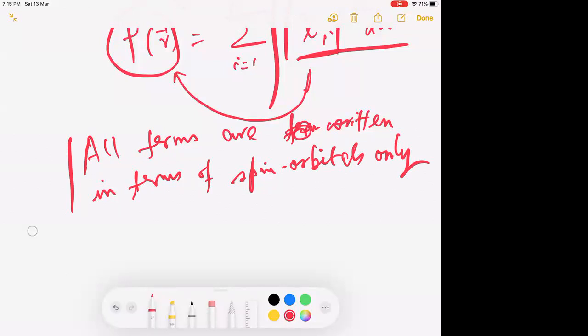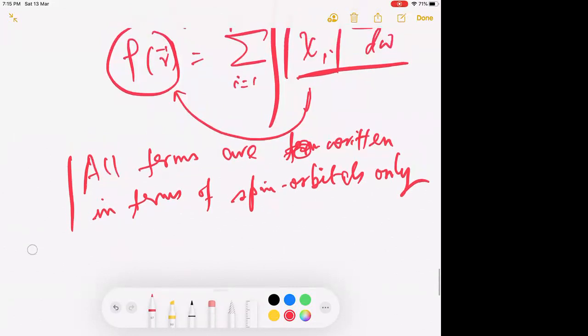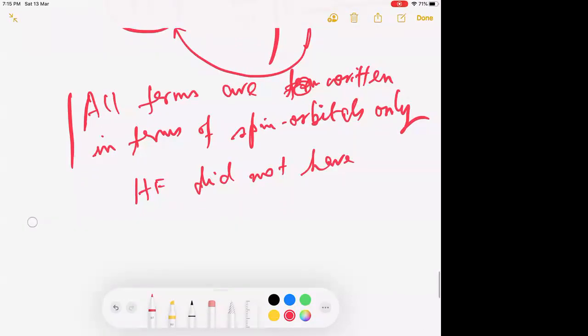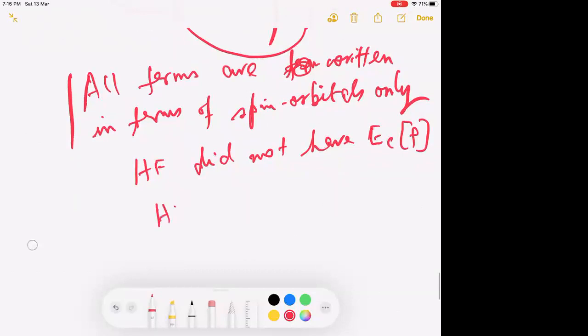So it basically became like a Hartree-Fock. In Hartree-Fock, everything is written in terms of spin orbitals, except that Hartree-Fock did not have anything which is correlation, because Hartree-Fock was exactly missing correlation. So it did not have any term which is EC of rho. And Hartree-Fock exchange could not be written in terms of density at all.